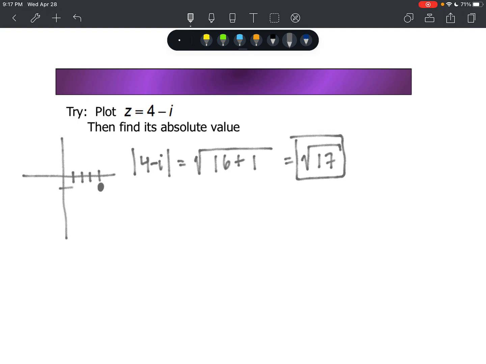Now in the next video, we're going to talk about the different forms of a complex number, and that's where we'll talk about trig form of a complex number.